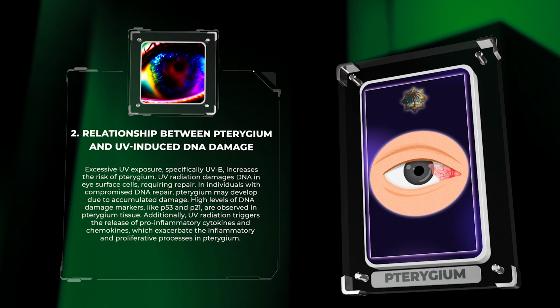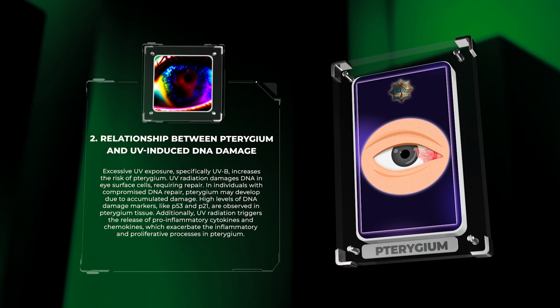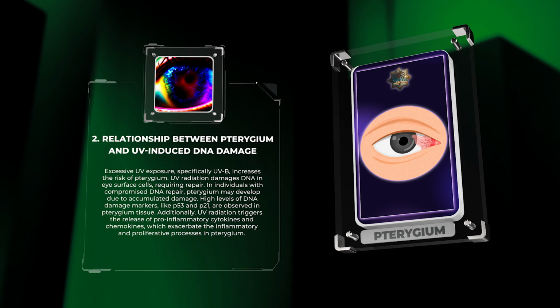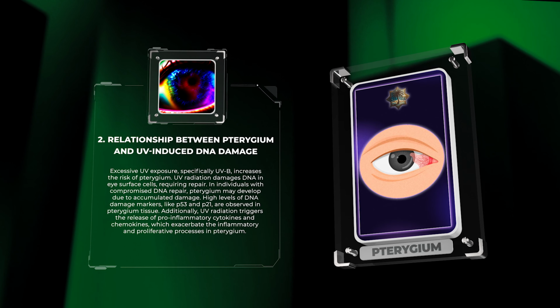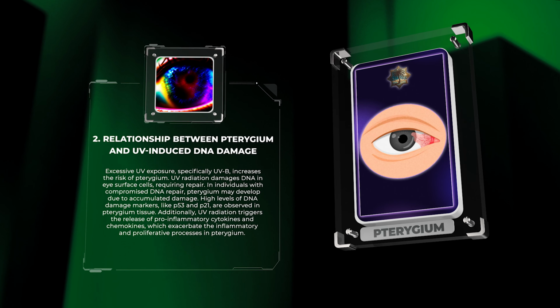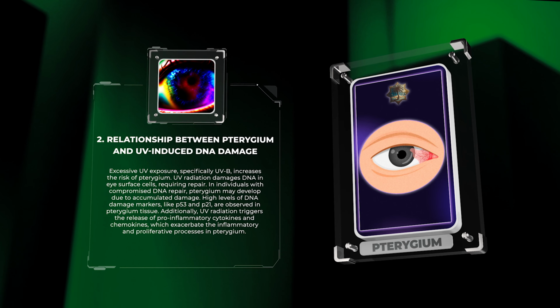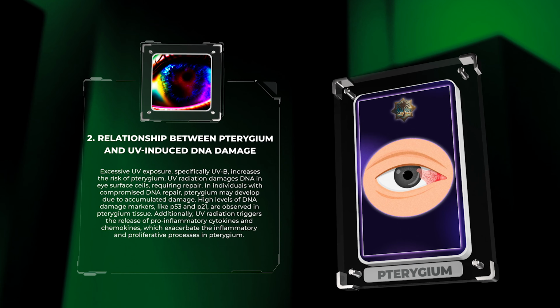UV radiation damages DNA and eye surface cells, requiring repair. In individuals with compromised DNA repair, pterygium may develop due to accumulated damage. High levels of DNA damage markers, like P53 and P21, are observed in pterygium tissue. Additionally, UV radiation triggers the release of pro-inflammatory cytokines and chemokines, which exacerbate the inflammatory and proliferative processes in pterygium.